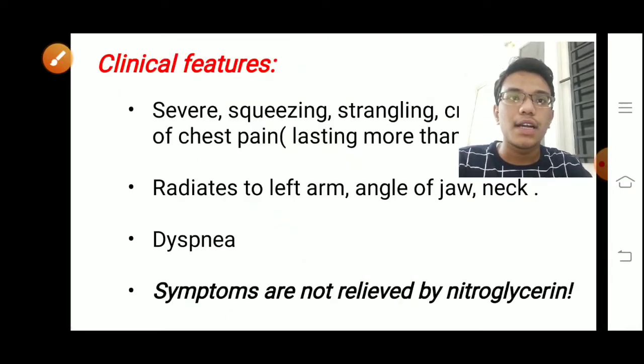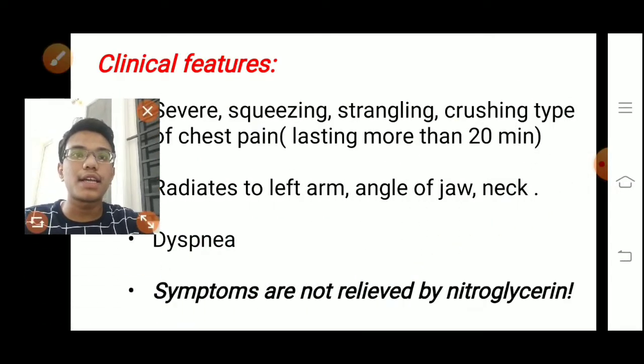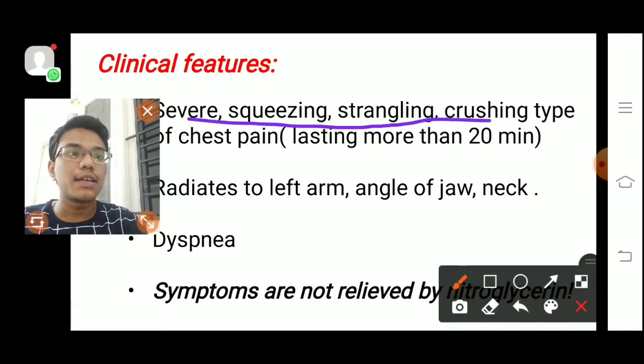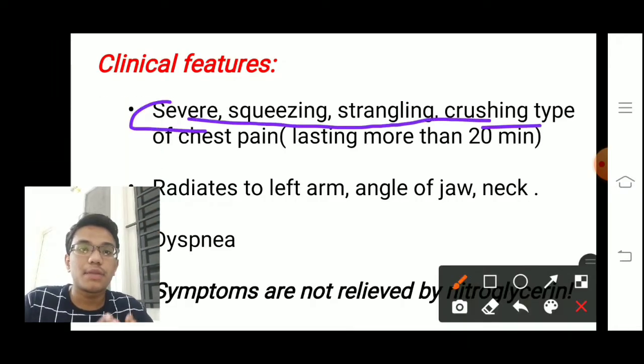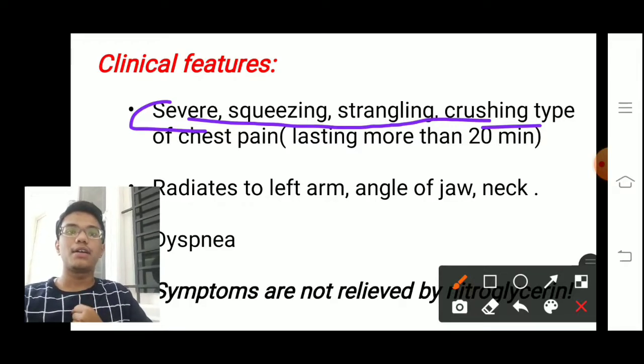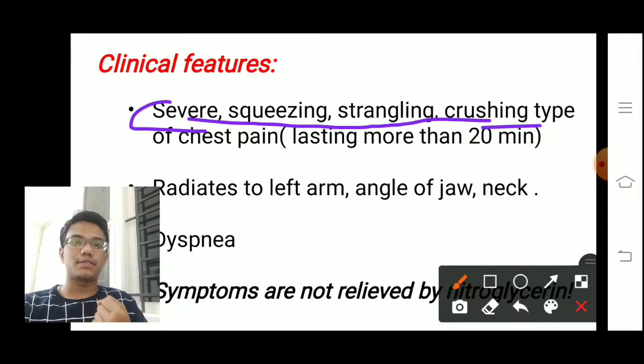We had seen this. Coming to the clinical features. What are the clinical features? Severe squeezing, strangling, crushing type of chest pain. Let me put it this way. Suppose a patient suffering from chest pain came to your clinic with the chief complaint of chest pain, and he is keeping his fist on his sternum like this. Am I visible? I don't think I am visible. Yeah, like this. He is keeping his fist on his chest like this.